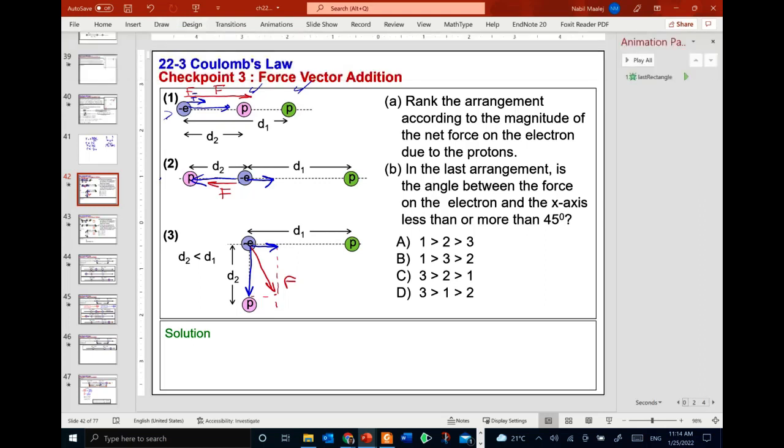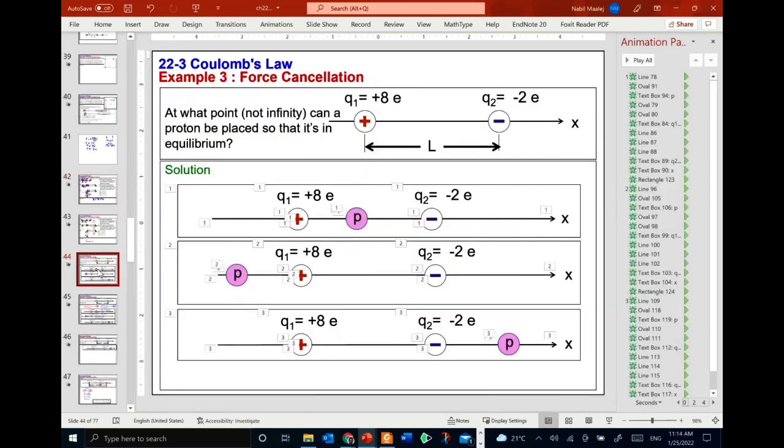This is F1, F2. F1 is always smaller than F2. This is what we will use. You can see that the magnitude of F in case number 1 is larger than case number 3, which is larger than case number 2. This is a good conceptual question, and you have to remember that the forces are vectors, so you have to add them in vector way. Okay, let's go to the next example.